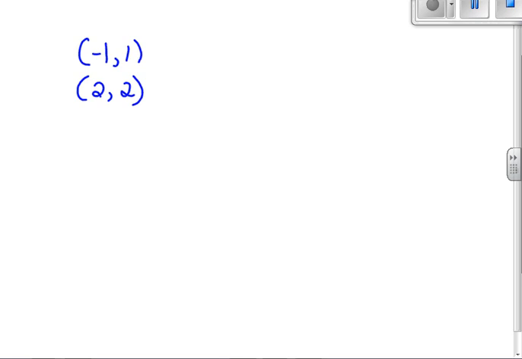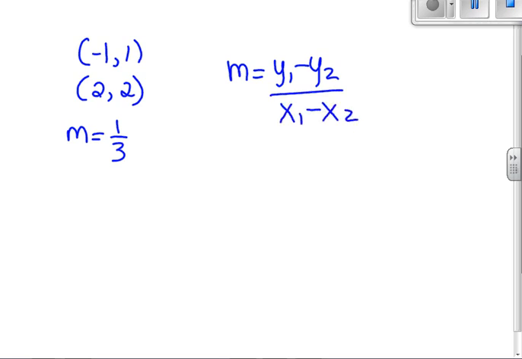Let's see if we can get that answer. Whoops. And so I'm going to write the slope formula. You don't have to write it again, but it would be nice. It's y1 minus y2 over x1 minus x2.